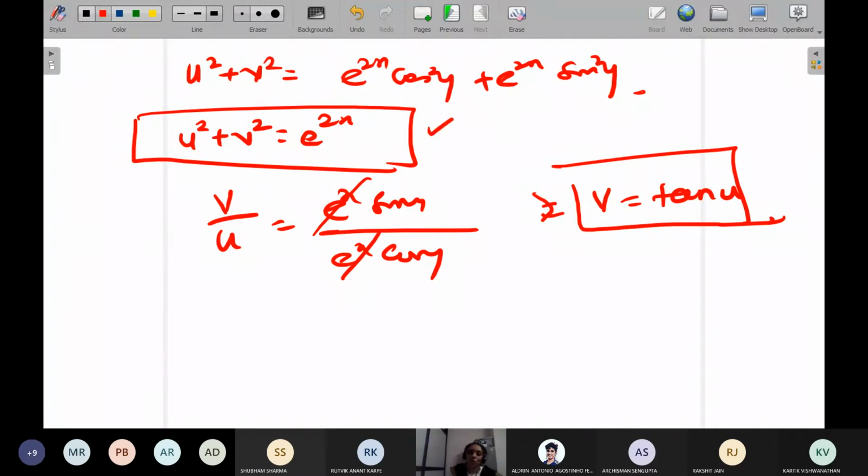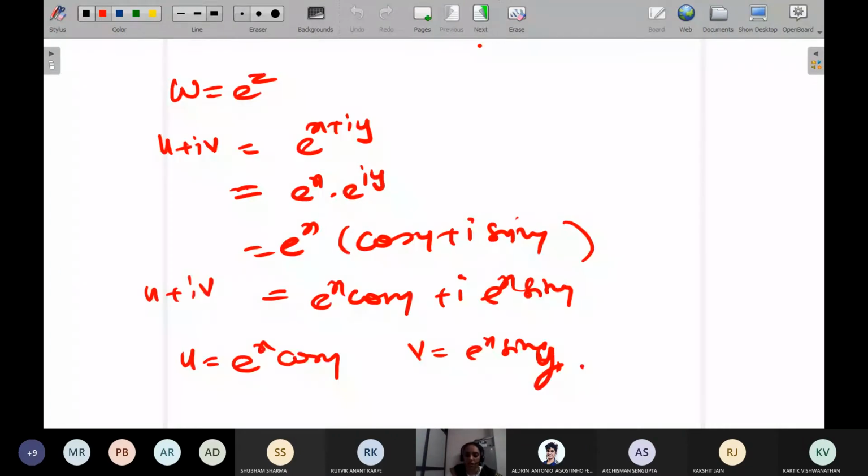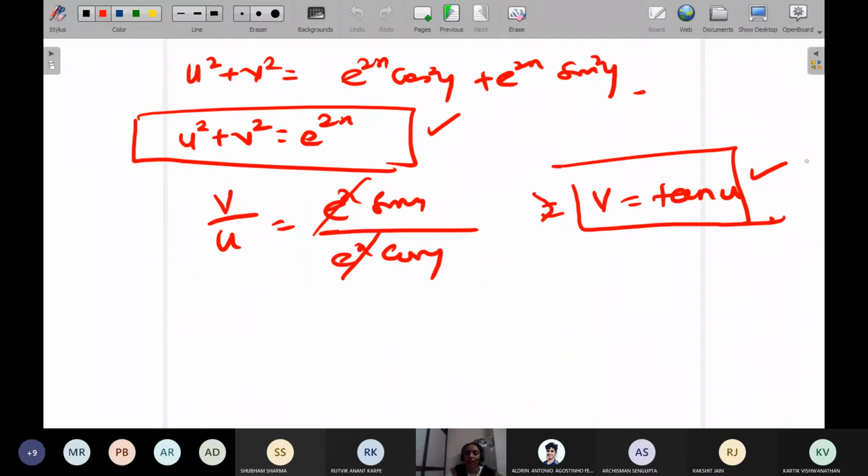So U square plus V square equal to E power 2X, and V by U is equal to tan Y. We will use these equations instead of having the trigonometric functions. To avoid that, I am rewriting it in this form. So U square plus V square equal to E power 2X and V is equal to U tan Y. So these are the transformation equations I'm going to consider for the standard transformation W equal to E power Z. Now we will try to discuss again the different types of cases.